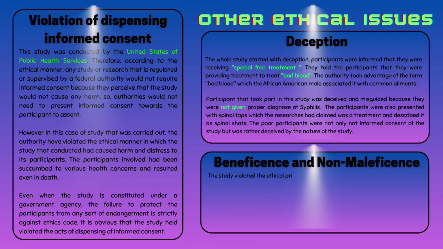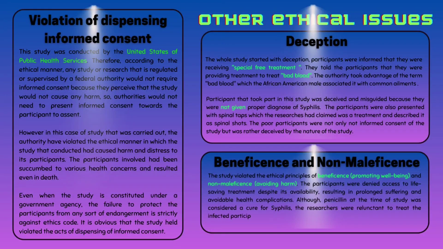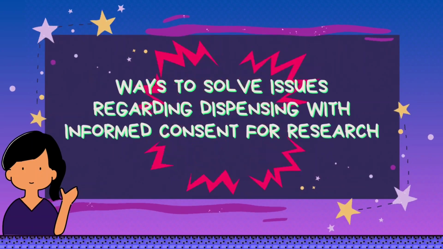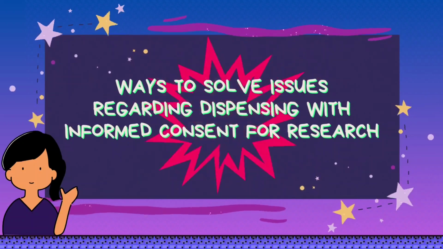The study violated the ethical principles of beneficence, which is promoting well-being, and non-maleficence, which is avoiding harm. The participants were denied access to life-saving treatment despite its availability, resulting in prolonged suffering and avoidable health complications. Although penicillin at the time of the study was considered a cure for syphilis, the researchers were reluctant to treat the infected participants. The authority failed not only to avoid causing harm, but also refused to give treatment for their diagnosis.